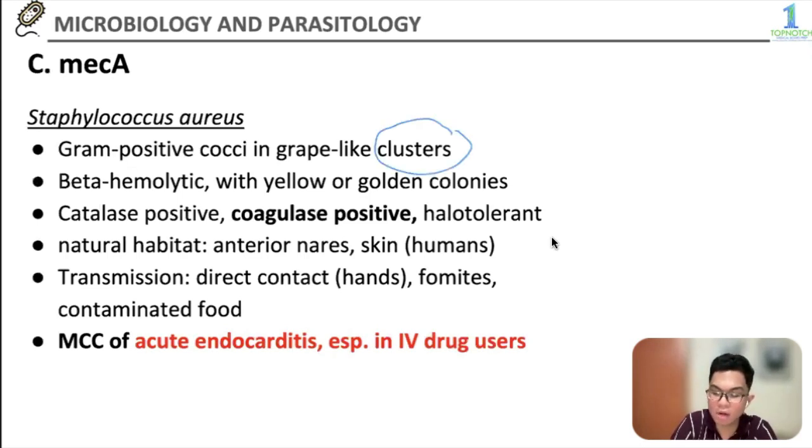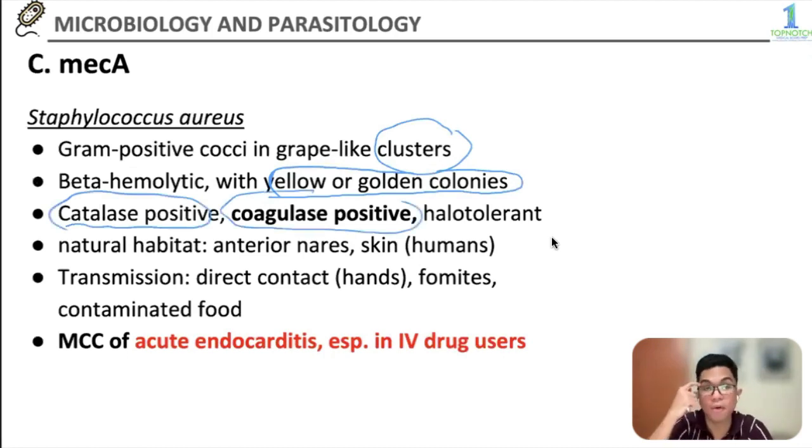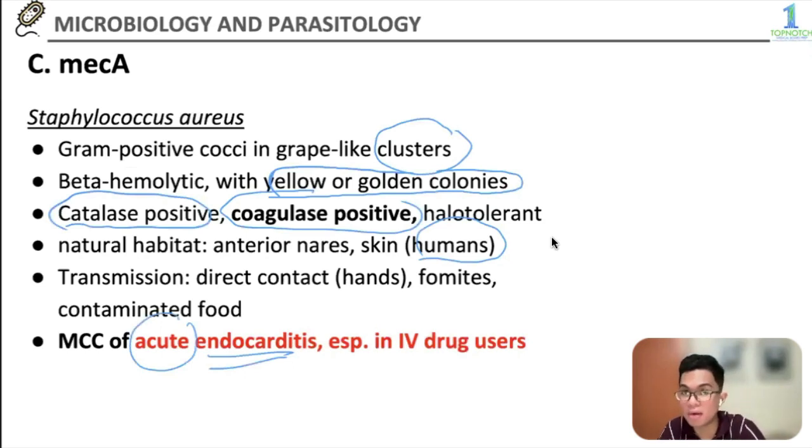So Staph aureus, again, gram-positive cocci in clusters. It has the aureus kasi yung pag kinulture mo siya, it results in yellow or golden colonies. So again, Staphylococcus siya kasi catalase positive, and it's coagulase positive kaya Staph aureus. Natural habitat is in humans, and transmission is contact with humans. And it's the most common cause of acute endocarditis. So it's a very virulent organism, kaya siya acute endocarditis, especially in IV drug users.